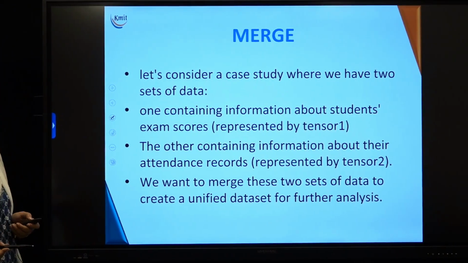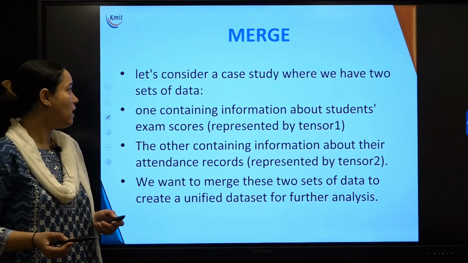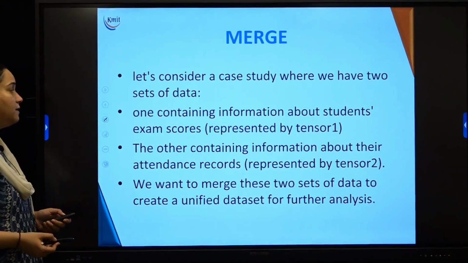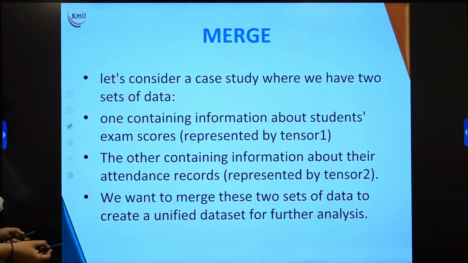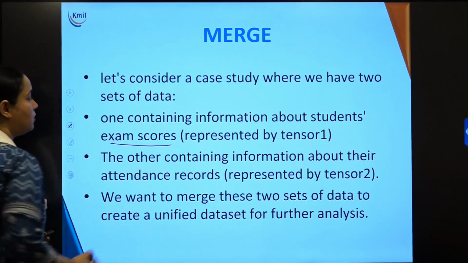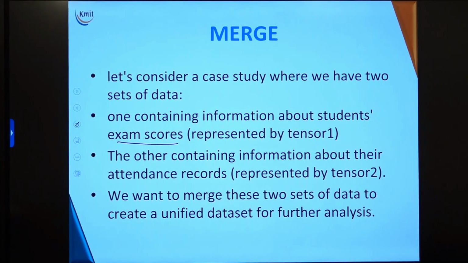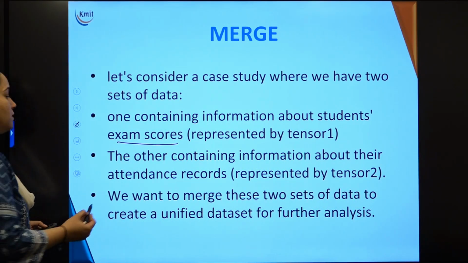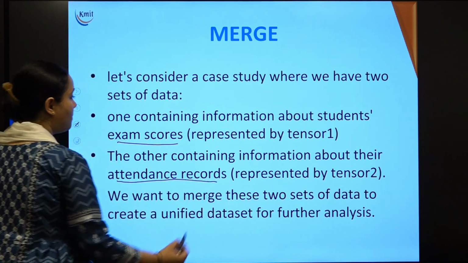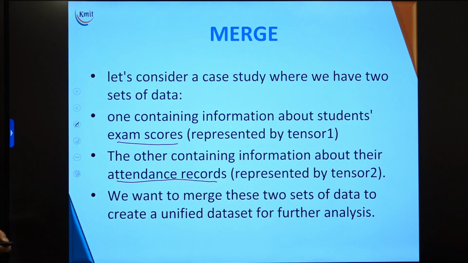Now suppose I consider a case study. You have two sets of data. One set consists of information about students' exam scores. Tensor 1 gives the exam scores of the students, and tensor 2 gives the information about their attendance records. So I have two tensors giving two separate pieces of information. Suppose you want to merge these two sets of data to create unified data for further analysis. What am I supposed to do? I am supposed to concatenate these two tensors.